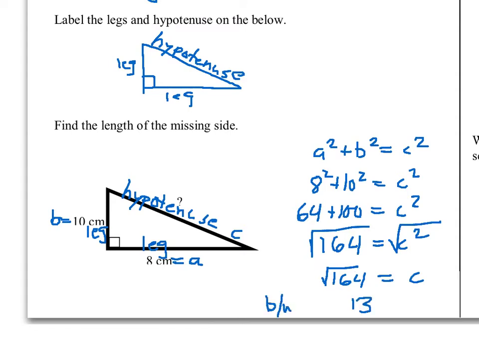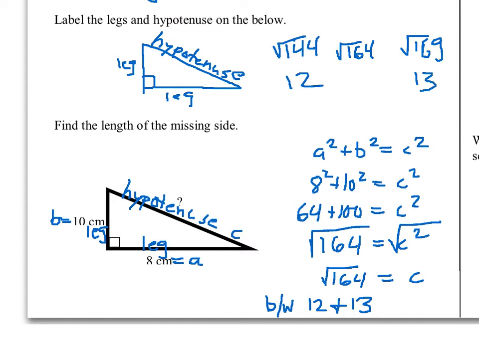Is it going to be more or less than 13? 164 is less than the 169, so it's going to be less. So this is probably going to be between 12 and 13. What's the perfect square for 12? 144. So is square root of 164 between the square root of 169 and square root of 144? Absolutely. So that's between 12 and 13.